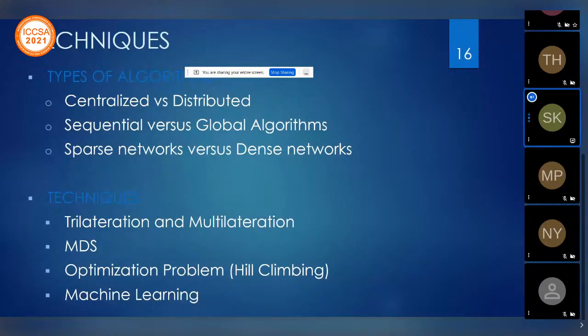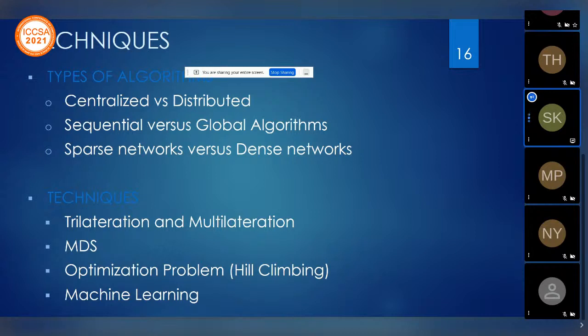And there are many, many techniques that have been tried, and I'm going to point out just a few before I get into MDS. The approach of the algorithm could be centralized or distributed, sequential or global. Sequential simply starts at one location and keeps spreading the localization across the network. Sparse or dense networks could be worked on with different types of algorithms. Some of the very popular techniques have been trilateration, multilateration, and multidimensional scaling. And today we look at multidimensional scaling and a variation of that.